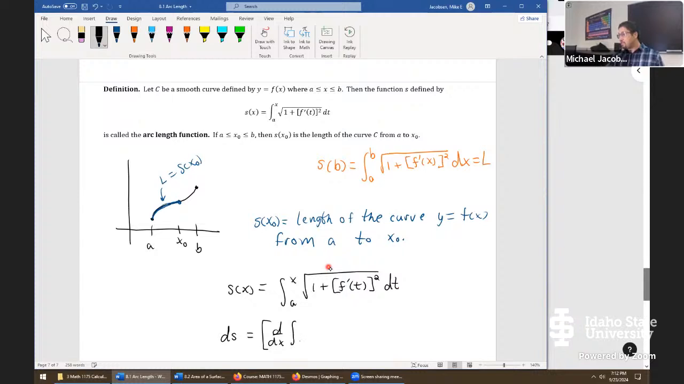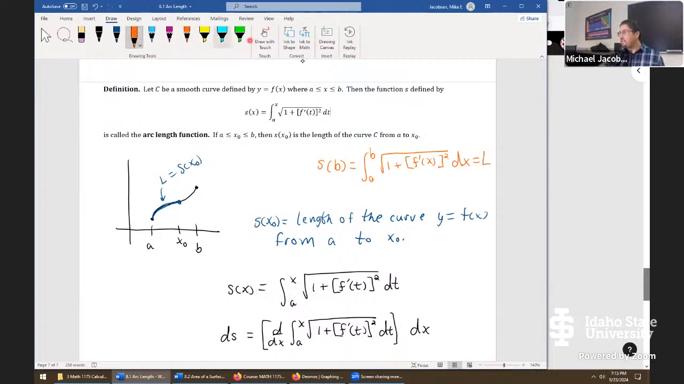It would go like this: d by dx of the integral from a to x of root 1 plus f prime of t squared dt. Because there's a differential, something goes over here as well. It's not dt, it would be dx. That's the variable we're differentiating with respect to. So we put a dx out here. It's kind of odd when you write it all out like that. Does that make sense so far?